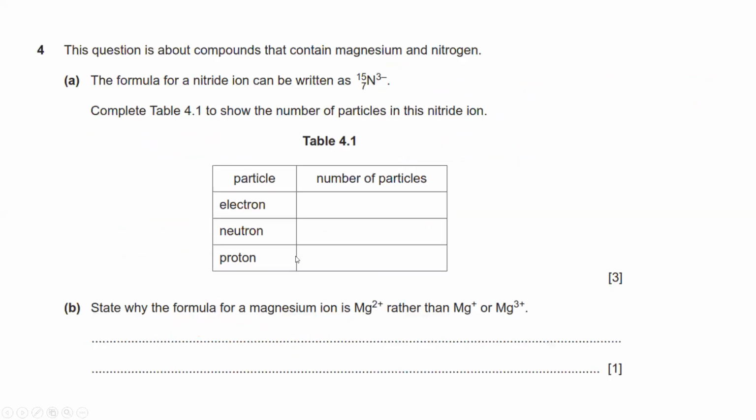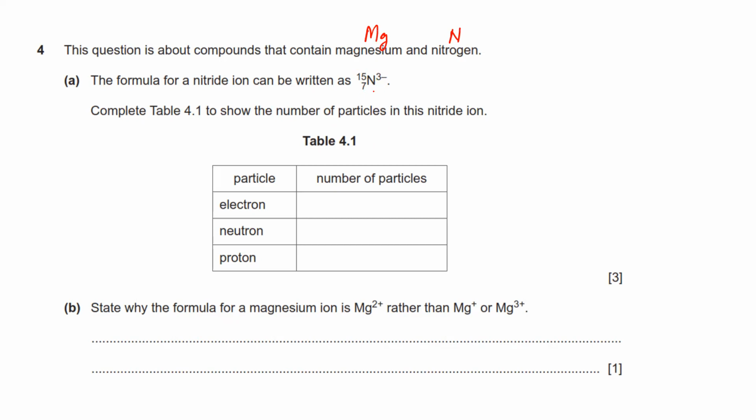Okay, so moving ahead, question number 4. Question number 4 says that this question is about compounds that contain magnesium and nitrogen. So remember, magnesium and nitrogen. Part A, the formula of the nitride ion can be written as 15-7-N3 negative. So complete the table below.